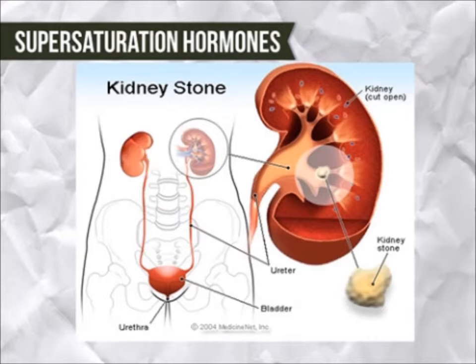The stone forming process may proceed more rapidly when the urine pH is unusually high or low.